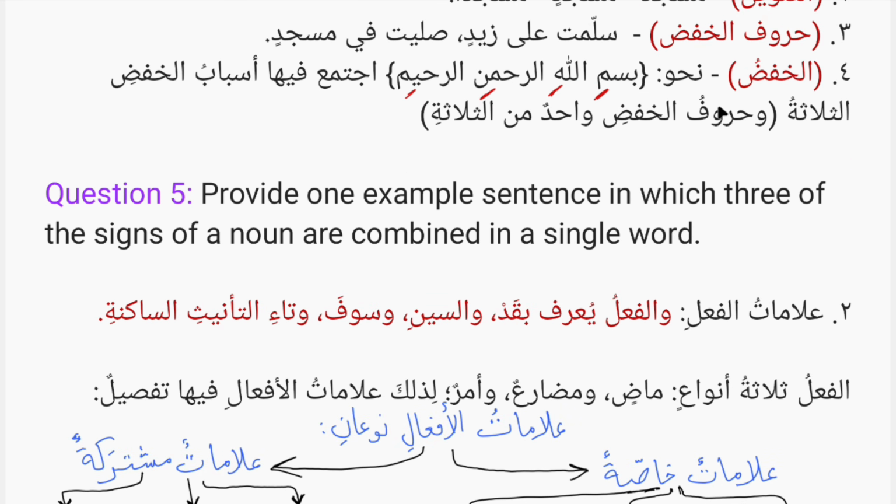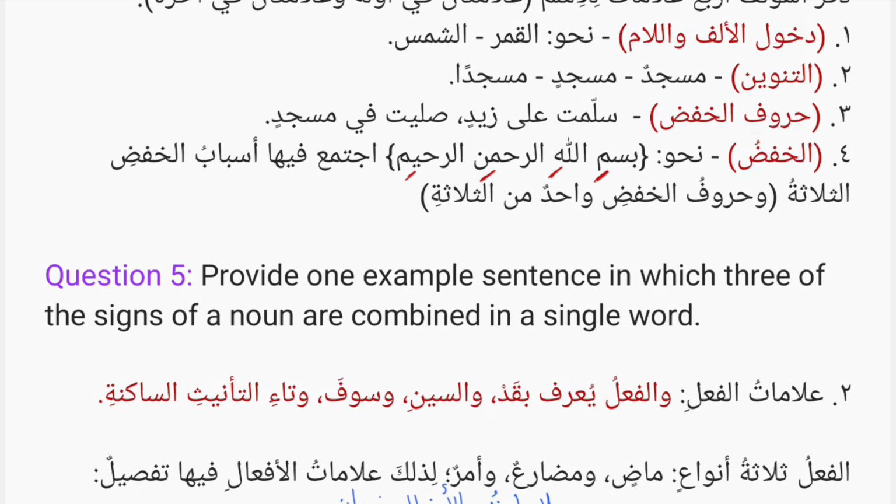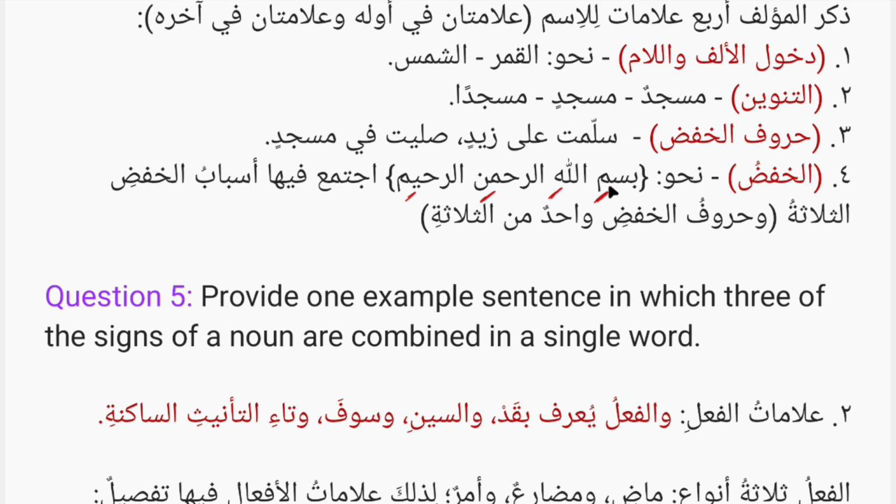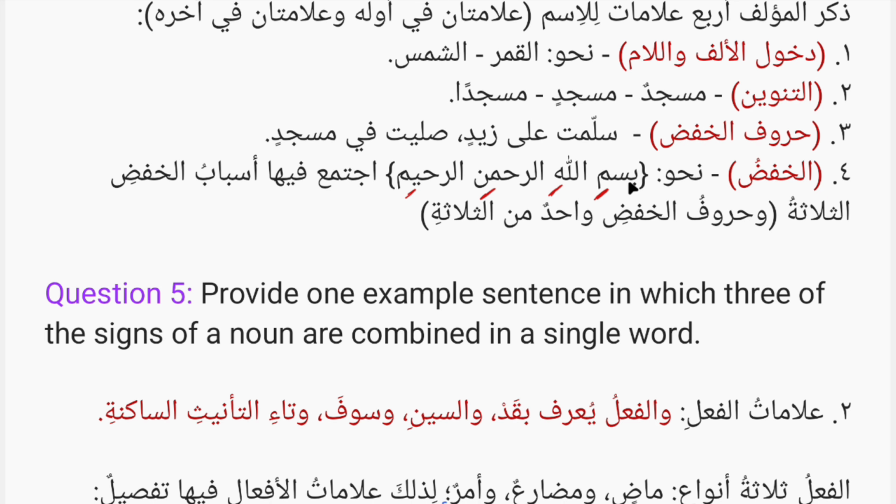Question related to this particular matter is: provide one example sentence in which three of the signs of a noun are combined in a single word. In this sentence you're going to have a noun, and that noun is identified as being a noun because there's three signs which are combined. Remember here I said to you ismi, I know it's a noun. How do I know it's a noun? Because it's preceded by harf jar and it's also majroor. So there's two signs combined there. You need to provide an example of a sentence where there's a noun and it has three signs combined.